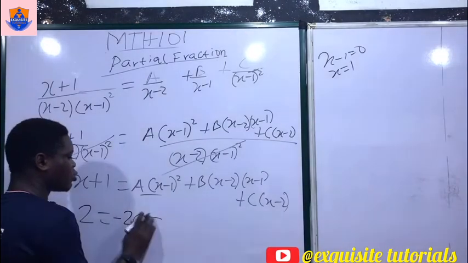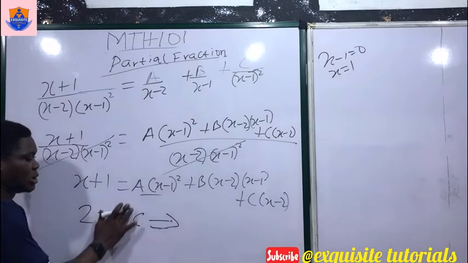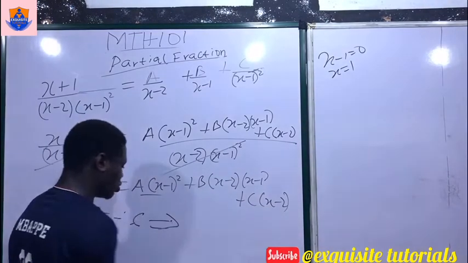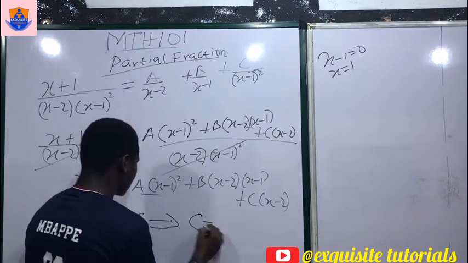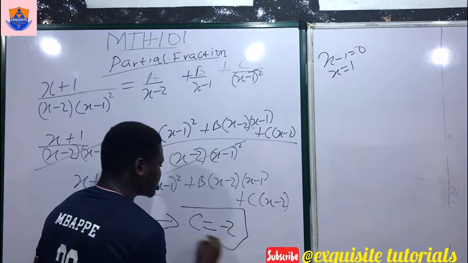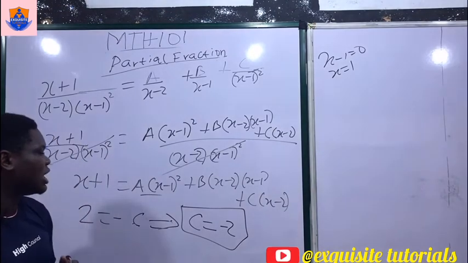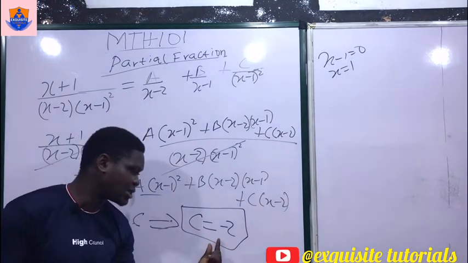So when I divide both sides by minus 2. Sorry, this is minus 1. Minus c. 1 minus 2 is minus 1. So c becomes minus 2 when I divide both sides by minus 1. So we have gotten our c as minus 2. Now we have succeeded in eliminating a and b to get c.